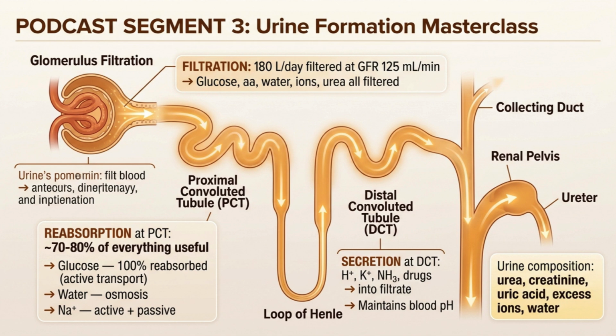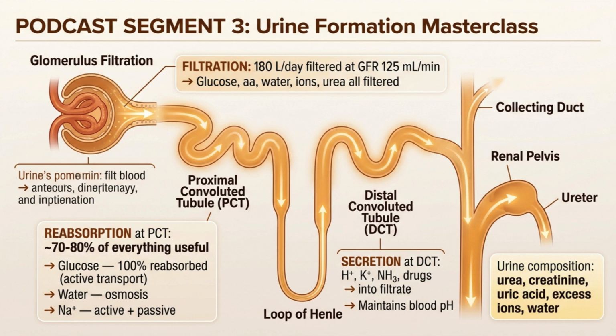Stage 2, tubular reabsorption. This is massive. The PCT handles about 70 to 80% of all reabsorption. Glucose is 100% reabsorbed, under normal blood glucose levels. This is active transport. Water follows by osmosis. Sodium is both actively and passively reabsorbed. The loop of Henle adds the next layer, setting up the medullary concentration gradient. DCT and collecting duct do the fine adjustment, fine-tuning water and ion balance under hormonal control.